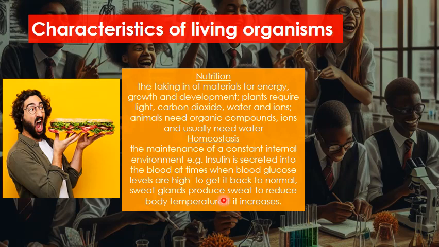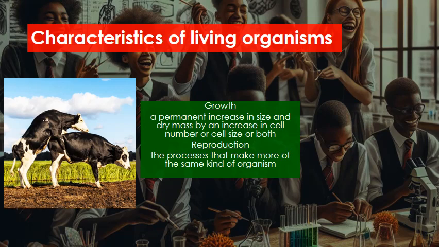Your body has to be maintained at a certain temperature, at a certain glucose level in the blood. So that's homeostasis, that your body has processes. Like an example I've already given you, if there's too much glucose, insulin is released so that the glucose levels go back to normal. If your body temperature is very high, your sweat glands produce sweat so that it can cool your body.